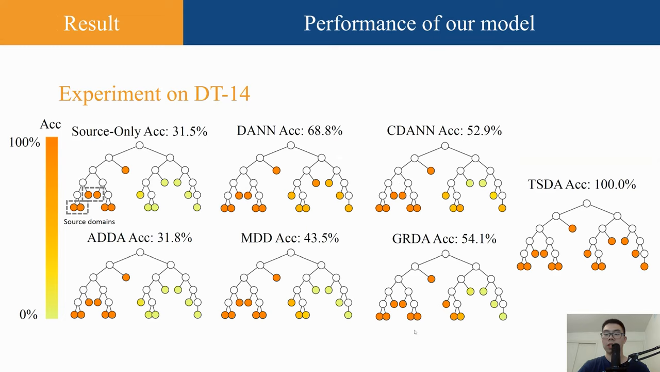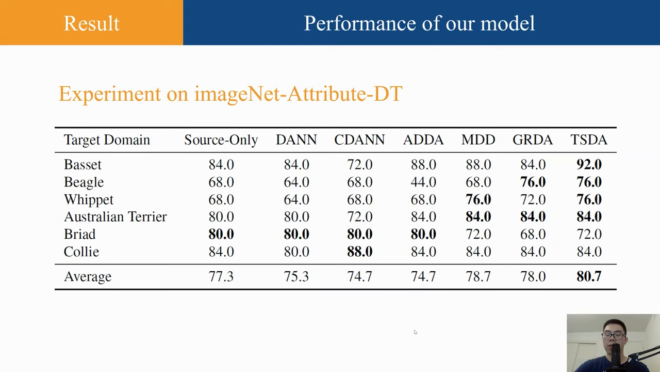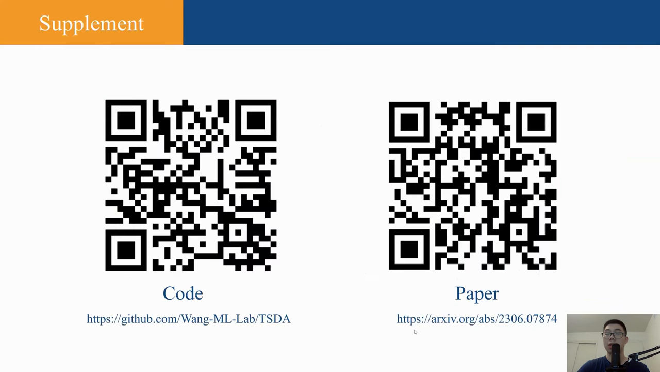The experiment results demonstrate the effectiveness of our method. For instance, on the dataset DT14, our model outperforms others with an accuracy gap of at least 40%. Here, colors indicate the accuracy of the model on each domain. We also verify our method on real datasets. On dataset ImageNet Attribute DT, our method managed to outperform all baselines in terms of average accuracy. For more experiment results and analysis, please refer to our paper and code.